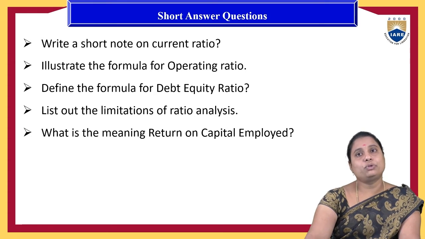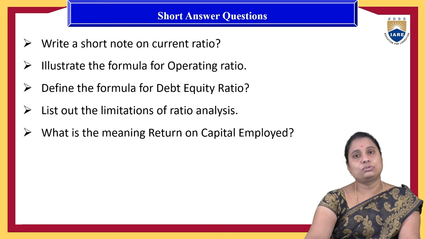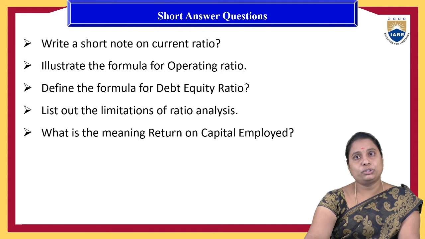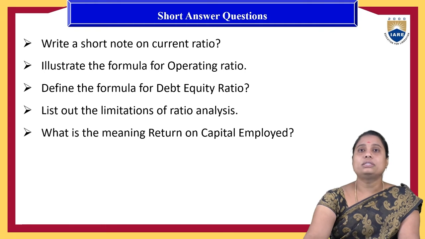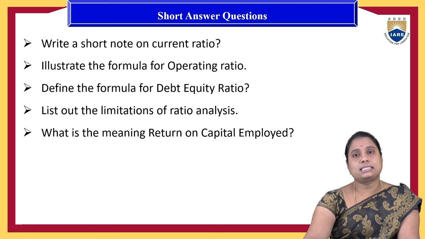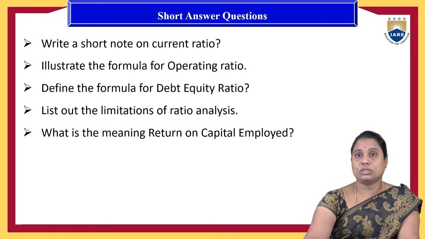Same thing we need to explain about the operating ratio. So gross profit operating ratio, net working capital operating ratio, inventory turnover ratios, all these things we need to explain here. And the debt equity ratios, proprietary ratios, capital employed ratios, solvency ratios, and the formula related to debt equity ratio, the standard ratio, that we need to explain. And overall, the ratio analysis and its limitations, they may ask you to explain that.